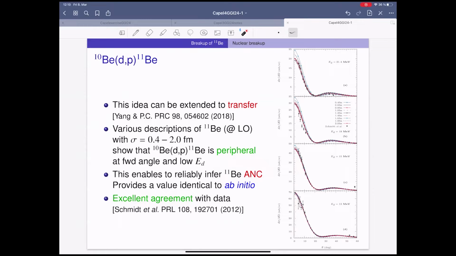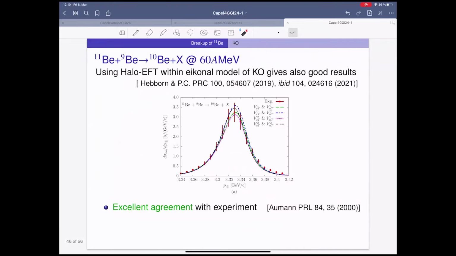I had another PhD student, Chloe Bourne, now at MSU, and she looked at the knockout cross section, the one measured by Tom Aumann and collaborators in 2000. So this is the core parallel momentum distribution. She performed the whole calculation using the same next-to-leading order description of the nucleus, and all the calculations are in good agreement with the data.